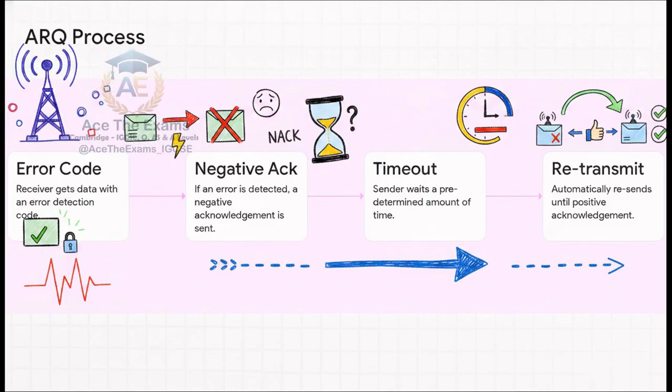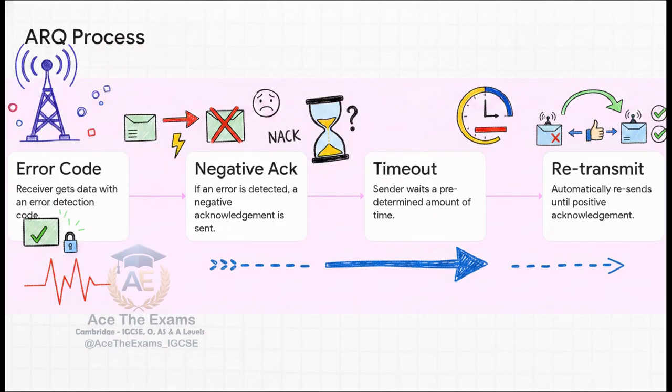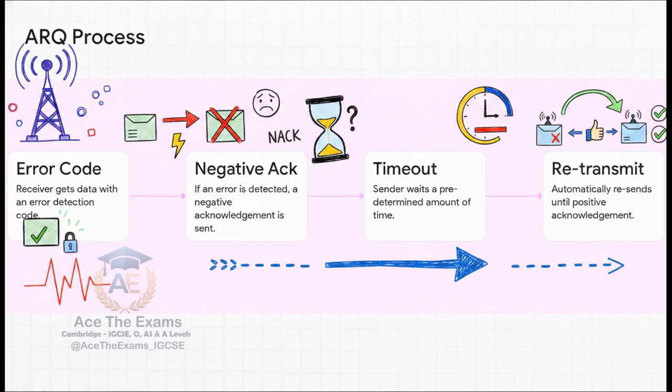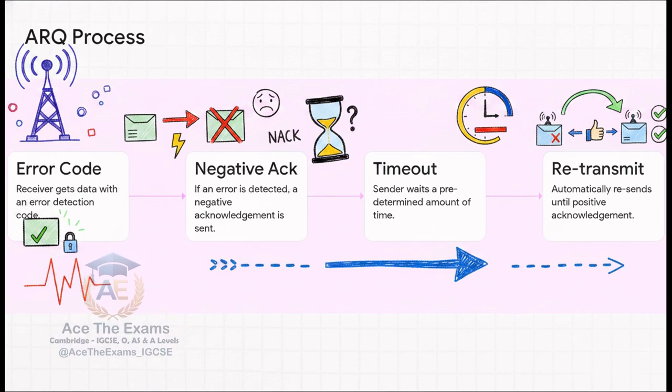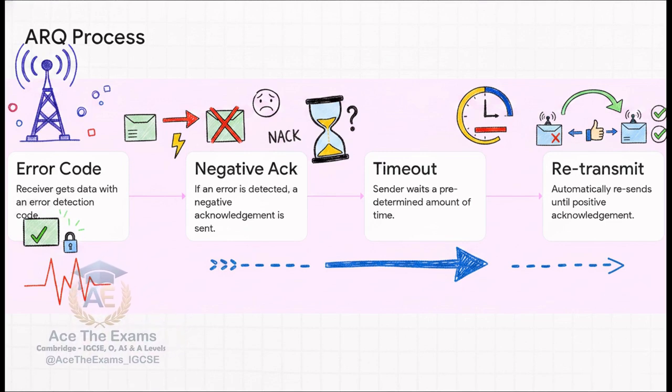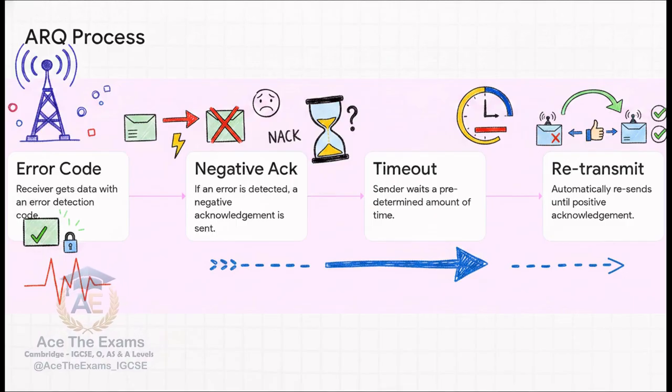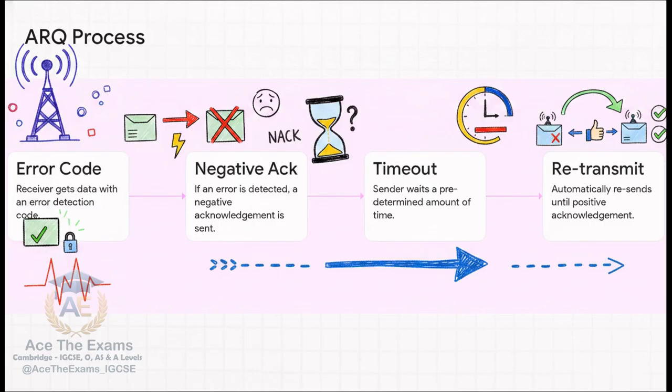So, what's the flaw in most student answers? They totally forget Step 3. For Challenge 3, your speed writing task, you must explicitly mention the timeout feature. If the sender doesn't hear back, positive or negative, within a specific time frame, it assumes the packet was completely lost and resends it automatically. Without mentioning the timeout, your explanation of ARQ is fundamentally incomplete in the eyes of a Cambridge examiner.